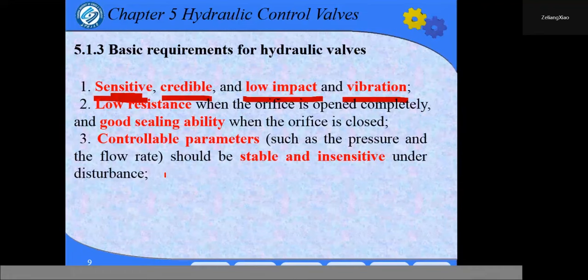When a disturbance occurs, the pressure should remain unchanged or have only a little change. So it should be stable and insensitive.